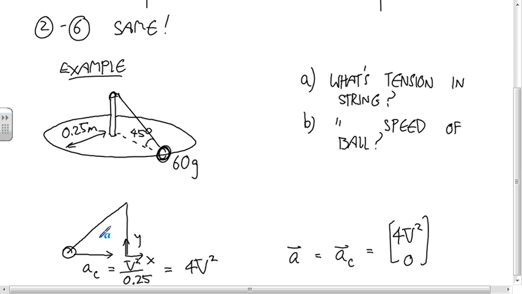Can you explain how you got the 4v squared? Yeah. So 1 over 0.25 is 4. So that's how.